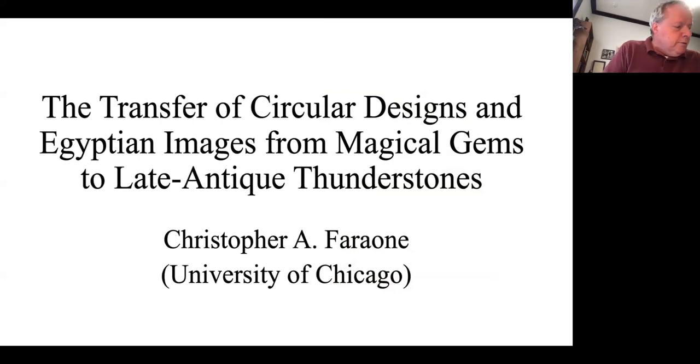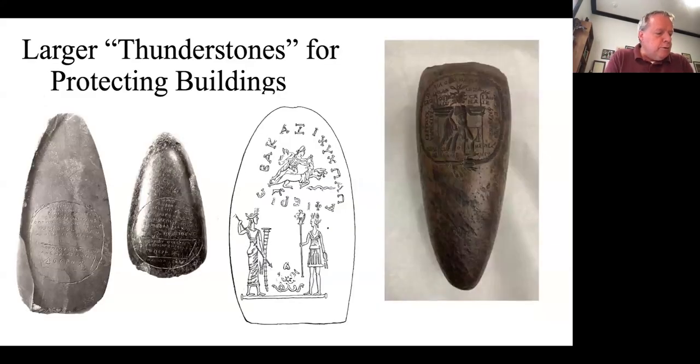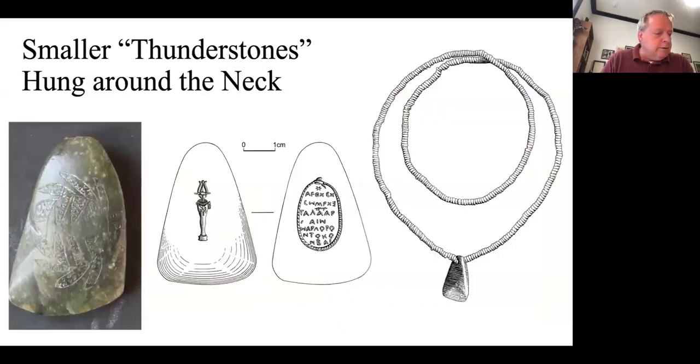In the Roman and late antique periods, people occasionally found Stone Age axe heads like this one, also known as thunderstones, and they reused them as protective amulets. The larger ones were hung up in buildings, and the smaller ones were hung around the neck of individual human bodies. In about a dozen cases, they were inscribed with text and/or images to enhance their alleged power to fight off lightning strikes or the terrible fires that resulted from them.